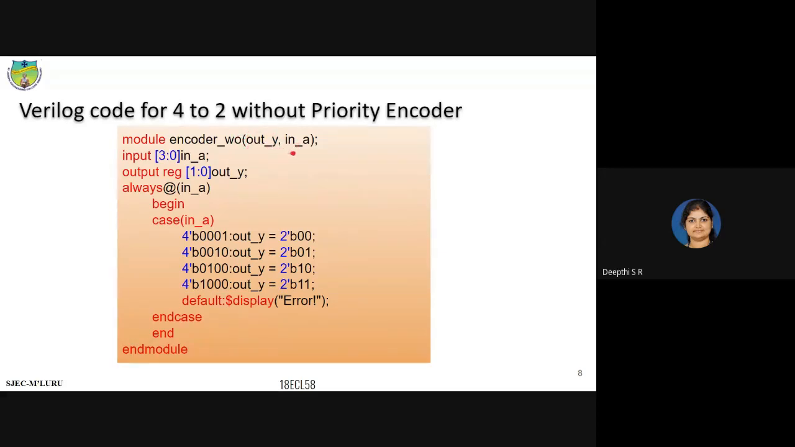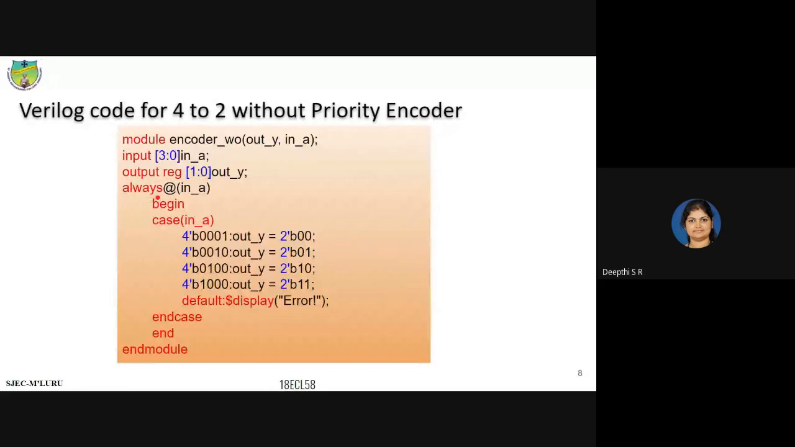It is out underscore Y and in underscore A. Then you have to declare which is input and which is output. So you have the input of 4 bits, so that is 3:0, where in underscore A of 3 is the higher bit and in underscore A of 0 is the lower bit. Similarly, you have the output that is also of 2 bits, so it is 1:0, so 0th bit and the first bit. So then you have the behavioral statement. So this part remains the same for all the modeling styles.